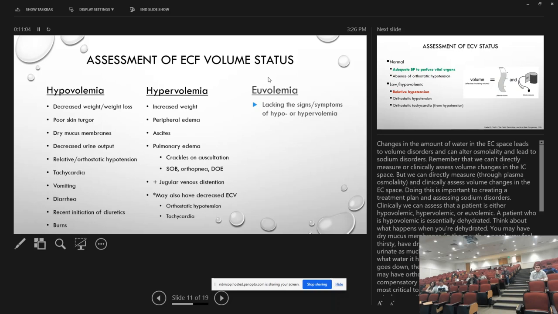For hypervolemia, certainly increased weight, right? We saw that again with congestive heart failure. Peripheral edema, ascites in some disease states like liver disease, pulmonary edema, you can see that, etc. So be aware of these signs and symptoms of hypovolemia and hypervolemia.